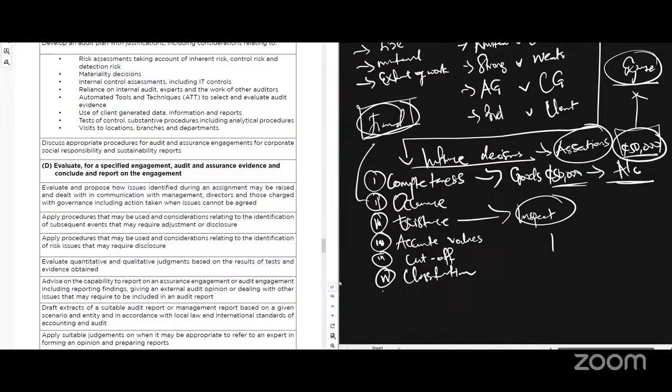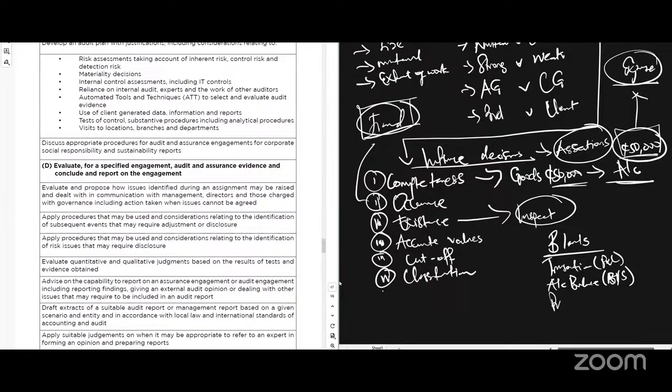So there are 3 levels of assertions in every account. We have the transaction level. So the transaction level is the P&L items. That's transaction. We have the account balance level. The account balance level are the balance sheet items, assets and liabilities.